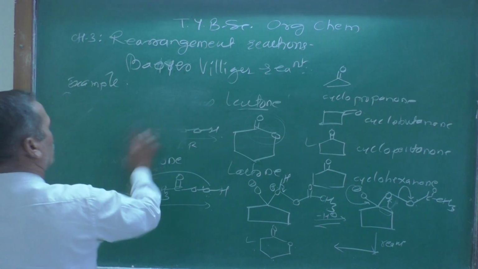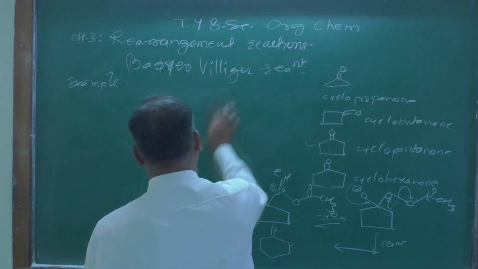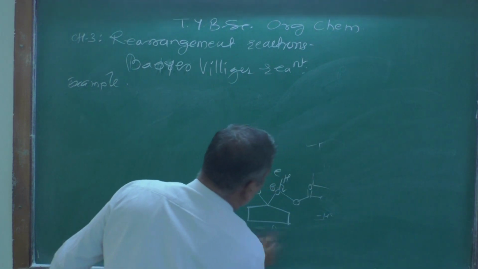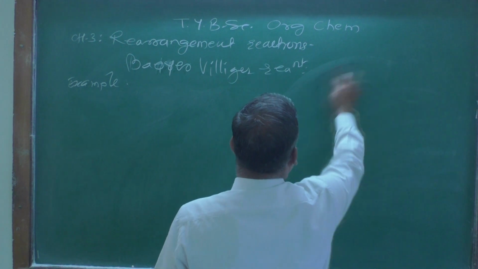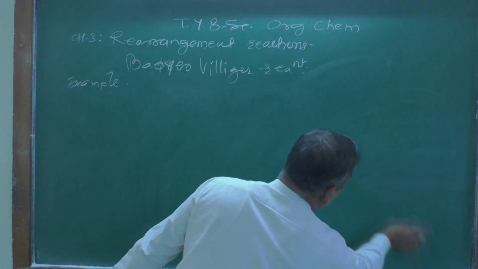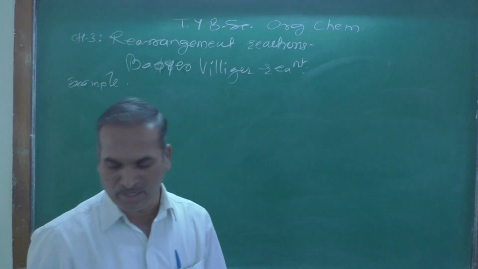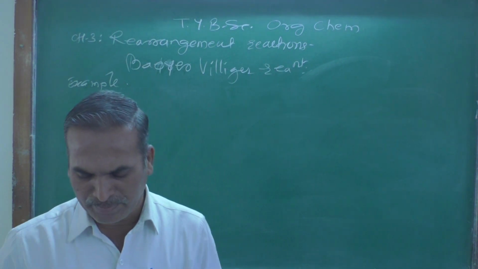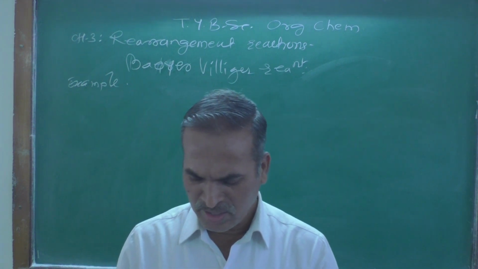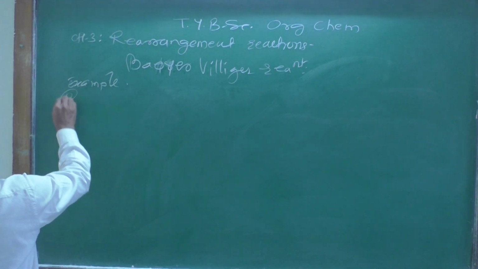Now let us move on to the next example. The example number 2, which we are going to see over here. Let's see what the next example is that we are going to discuss. We are talking about the Baeyer-Villiger rearrangement reaction. Second example: labeled oxygen in ketone is retained in the ester.